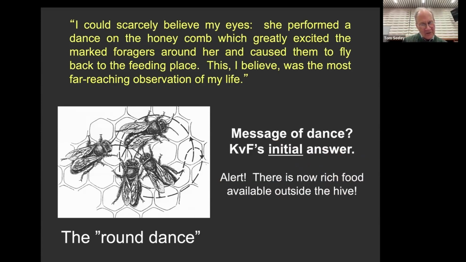And von Frisch asked himself, well, what's the message of this dance? His initial answer was just this: alert, there's now rich food available outside the hive. And that was a very plausible interpretation of the dance, because the bees that followed closely after the bee doing the round dance scurried right out of the hive and would show up at the feeder.